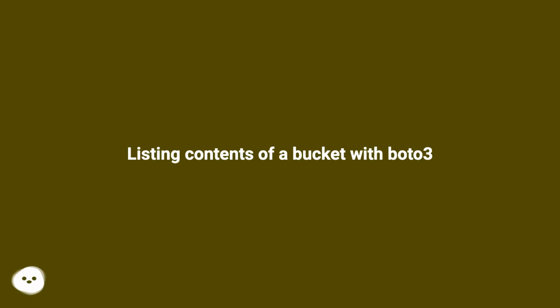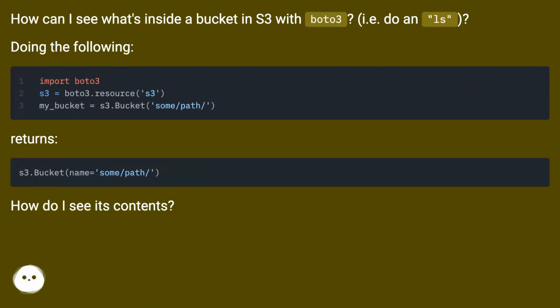Listing contents of a bucket with boto3. How can I see what's inside a bucket in S3 with boto3? I.e. do an ls. Doing the following returns. How do I see its contents?